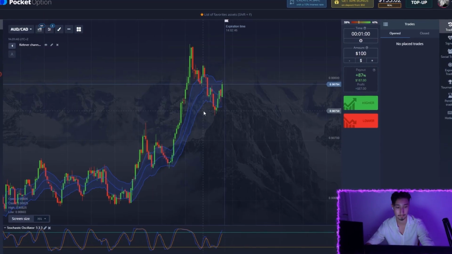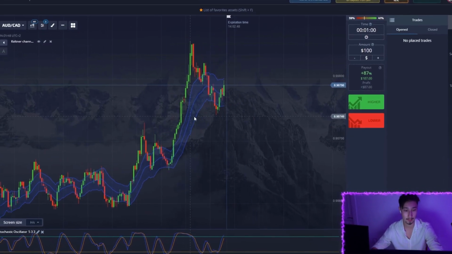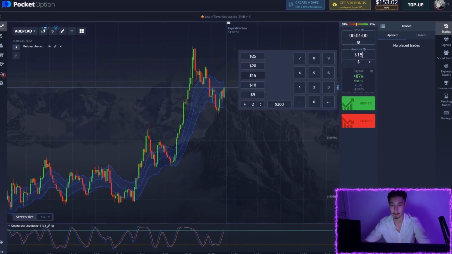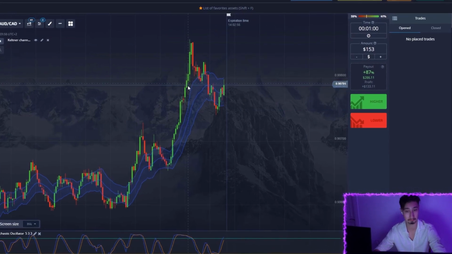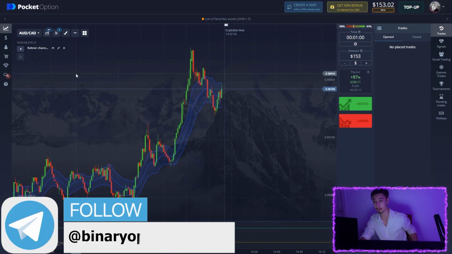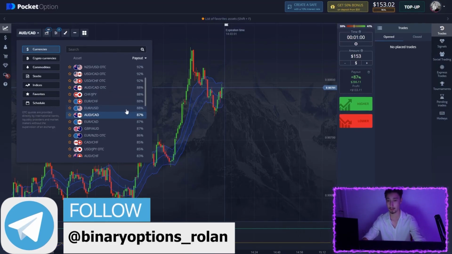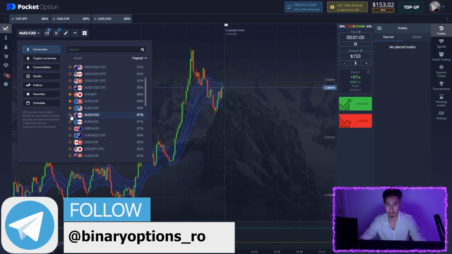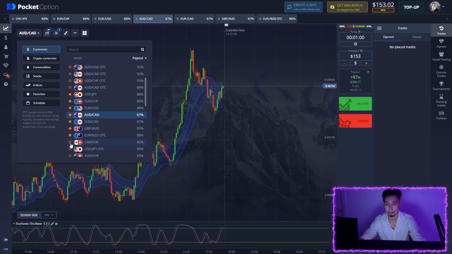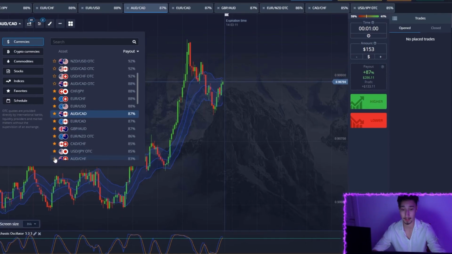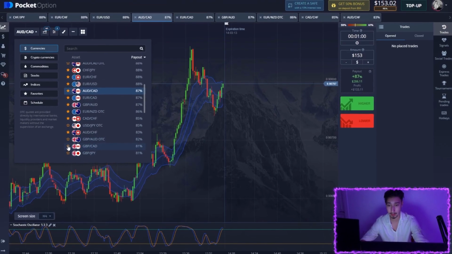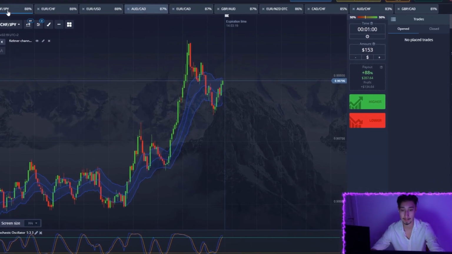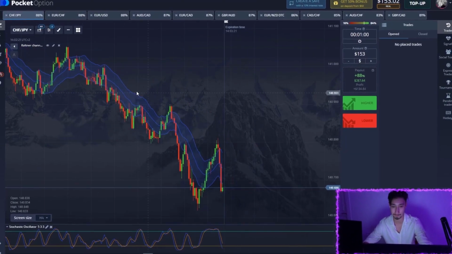Let's start. Let's put $153 and let's start. Let's add currency pairs, but not the OTC. Unlike Quotex, there are good rates on Pocket Option. That's where we trade. Remove OTC from here and pick this one. I think this currency pair should be enough. Let's get started.